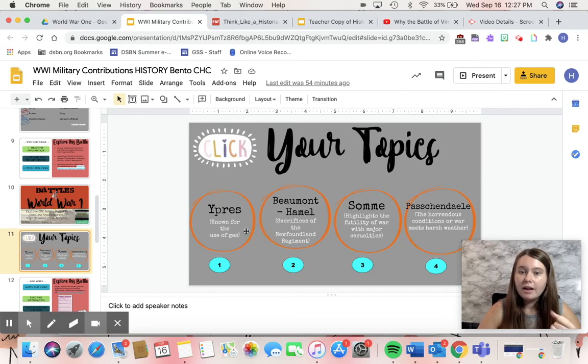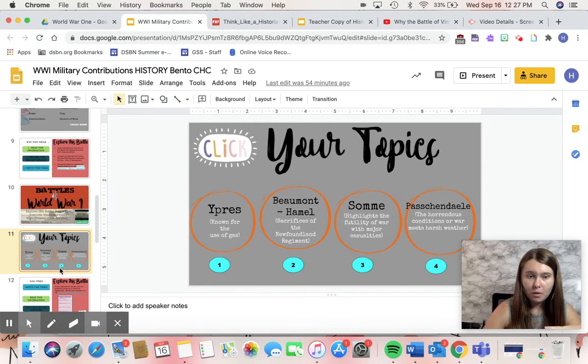The Somme highlights the futility of war with major casualties. This is a very long battle with a lot of death and destruction. And then we have Passchendaele, which shows the horrendous conditions of war meeting the harsh weather. Passchendaele is known for its mud and just endless rain. So choose one of these four.